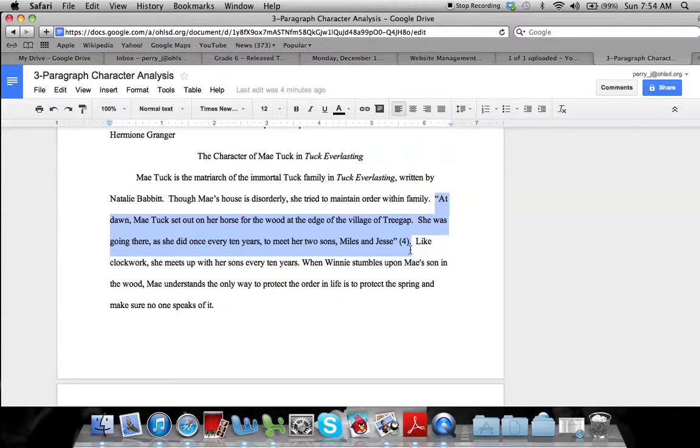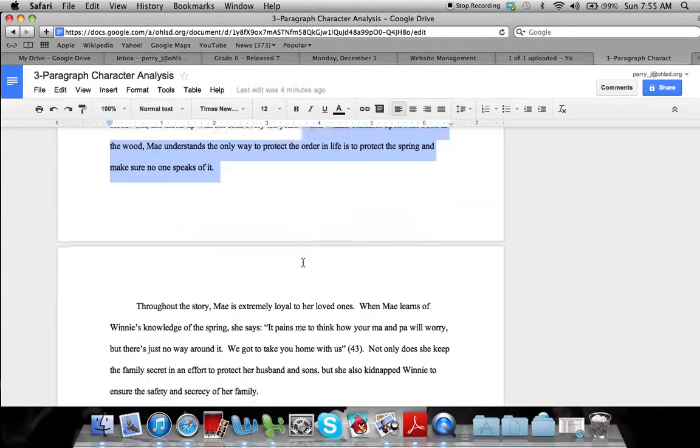So it's not enough just to put my evidence. I need to explain my evidence. So here's my attempt to explain it. Like clockwork, she meets up with her son every 10 years. But I can go a little bit further, so I did. When Winnie stumbles upon May's son in the wood, May understands the only way to protect the order in her life is to protect the spring and make sure no one speaks of it.